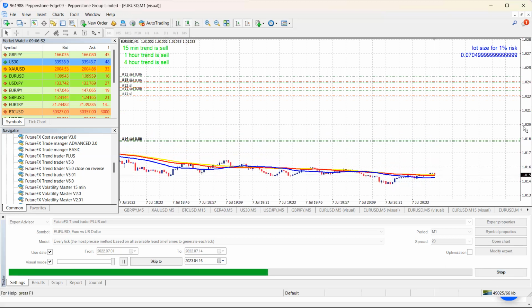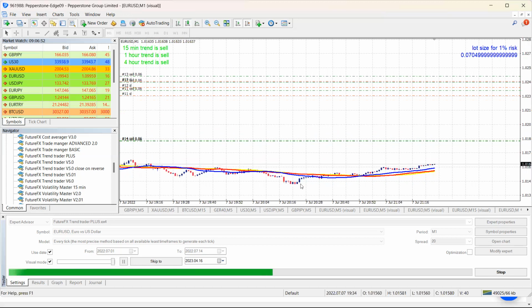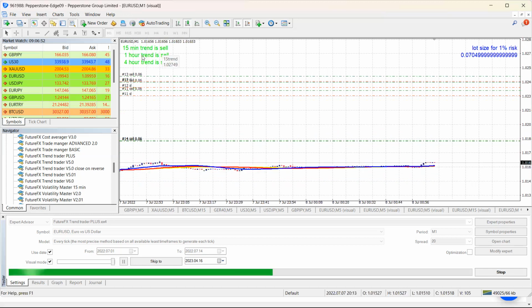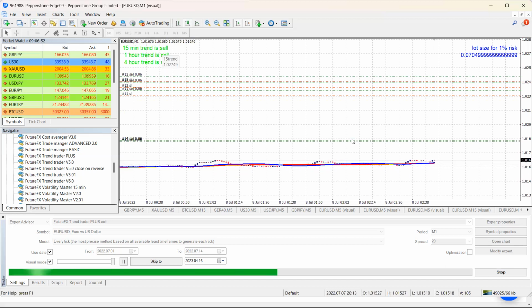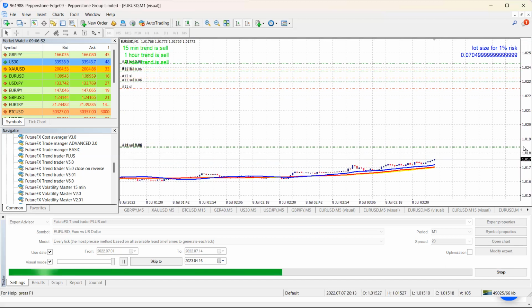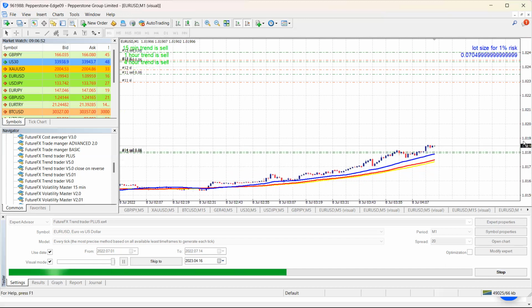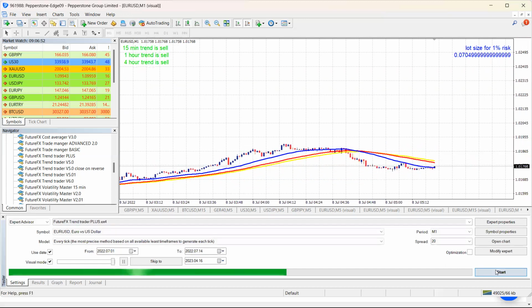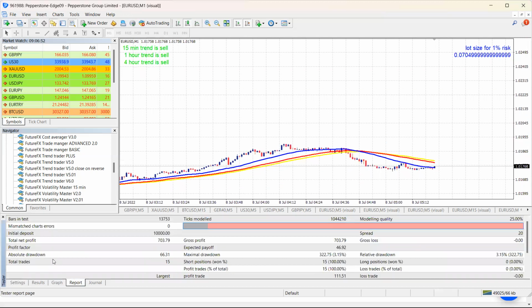Still going down, still definitely a sell trend. Sometimes it's hard to tell in the 1 minute, but have a look up here. The 15-minute trend's a sell, 1 hour's a sell, 4 hours a sell. So having sell orders in place is definitely what you want to be. And we're up to the 8th of July now anyway, so I'm just going to stop it. And I'll check out the report.